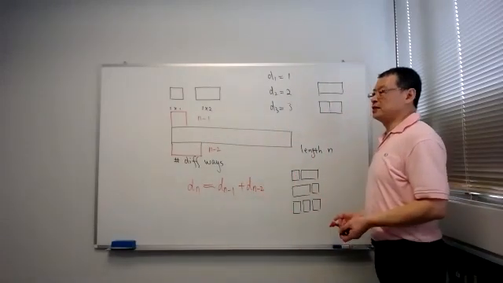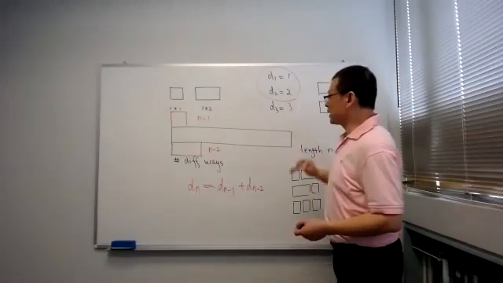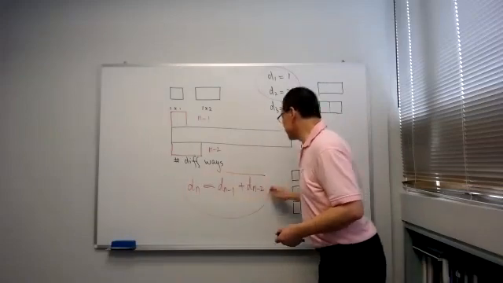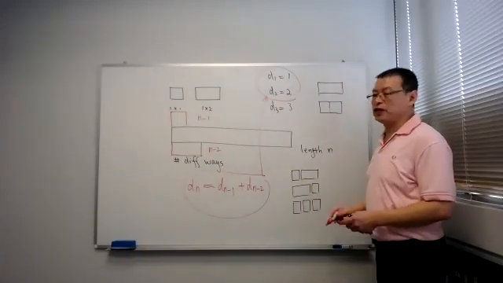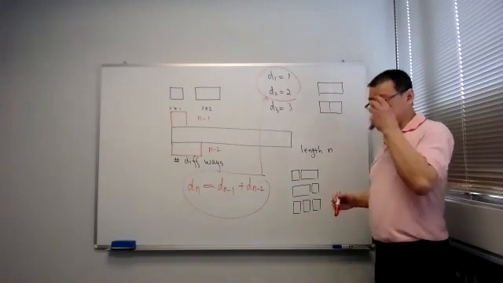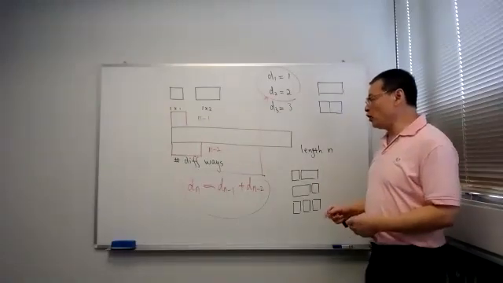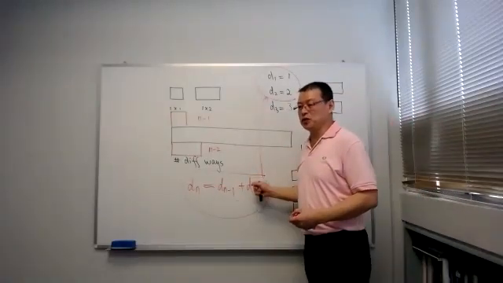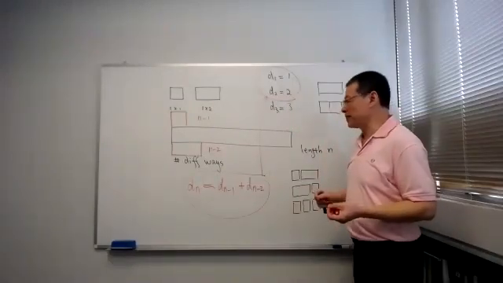So this gives us a recurrence relation, and here we give an initial condition. This one, together with this one, will enable us to determine the number of different ways. Of course, if you want to find a closed formula for d of n, we need to solve this recurrence relation.